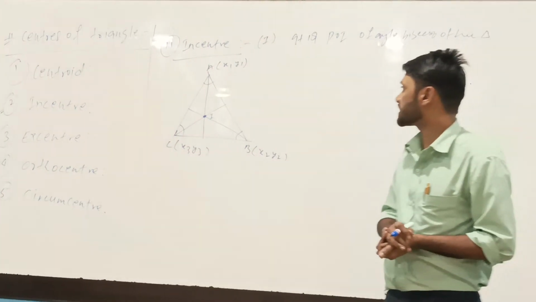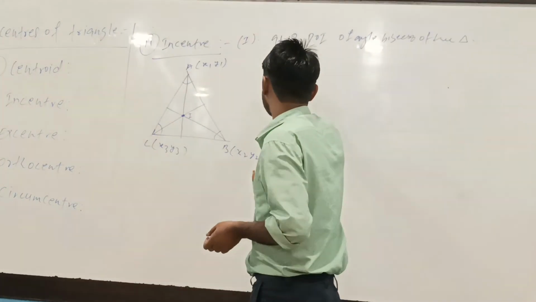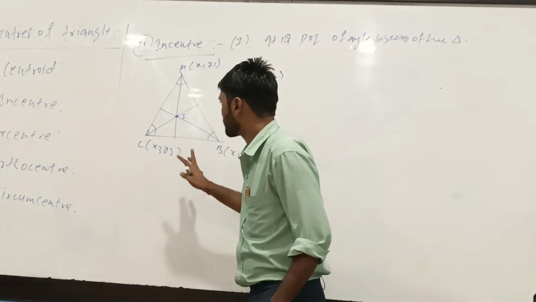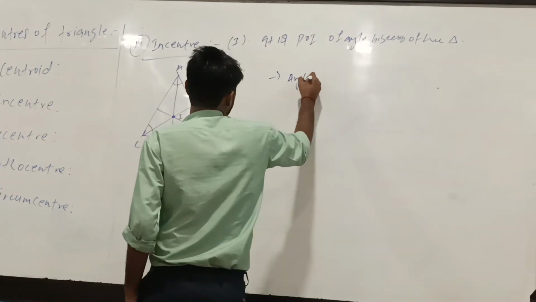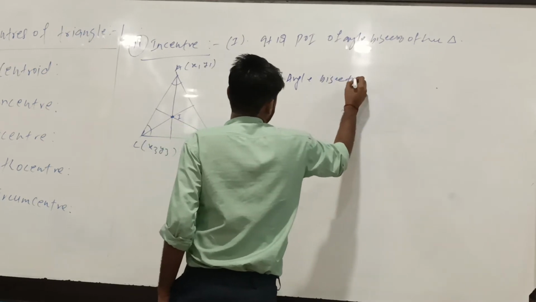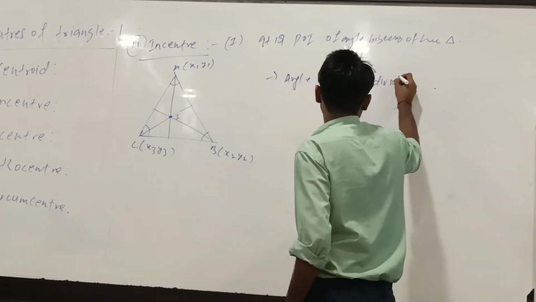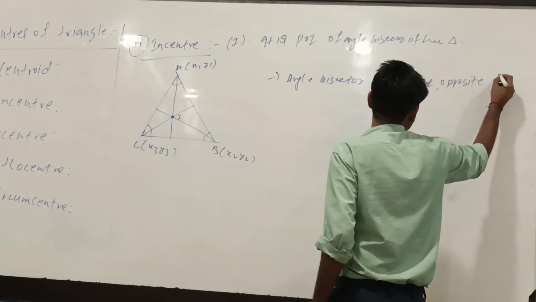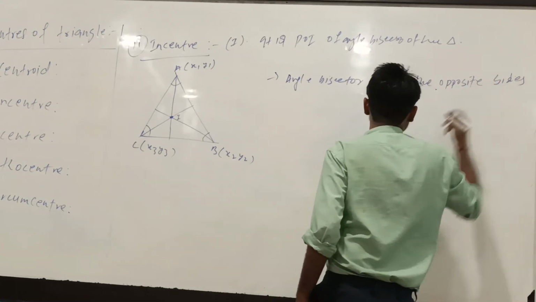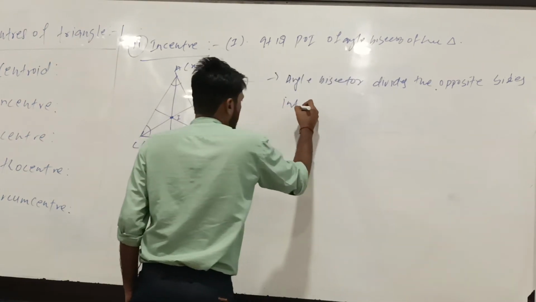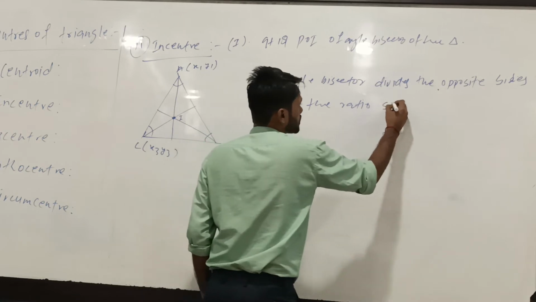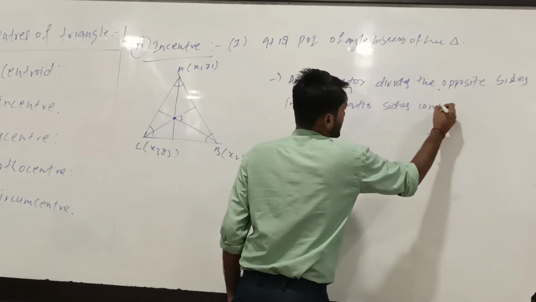Remember, as in the centroid we studied a basic property of the median, we should also know the basic properties of the angle bisector. Remember some basic properties of the angle bisector. The angle bisector divides the opposite side in the ratio of the sides containing it.